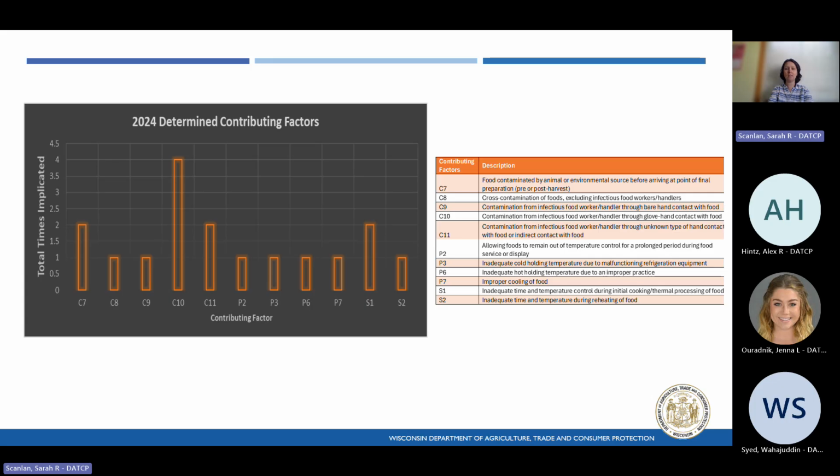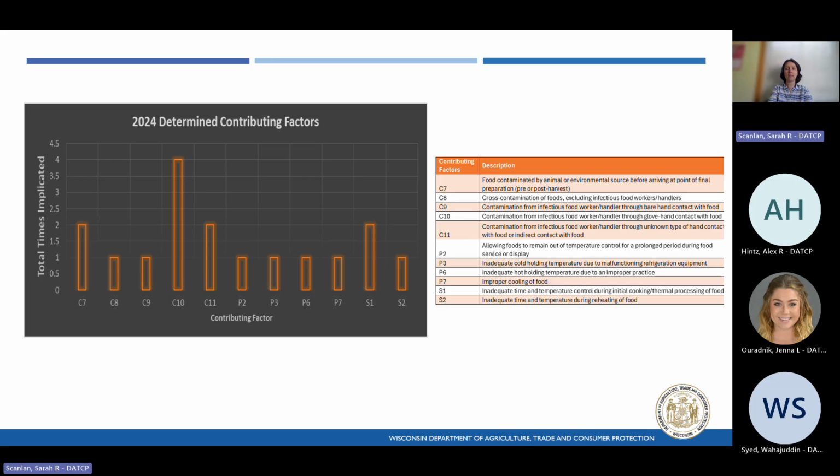The graph on the slide illustrates the different contributing factors identified in 2024. Contamination from infectious food worker or handler through unknown hand contact with food or indirect contact with food, or C11, tied for the second most common contributing factor in 2024, with 2 other contributing factors, C7, food contaminated by an animal or environmental source before arriving at point of final preparation, pre or post-harvest, and S1, inadequate time and temperature control during initial cooking/thermal processing of food.